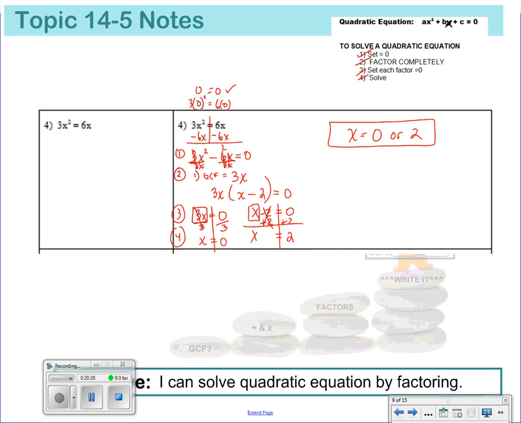If X is equal to 2, we'll get 3 times 2 squared equals 6 times 2. Well, this is 3 times 4, which is 12, equals 12. That's a true statement.